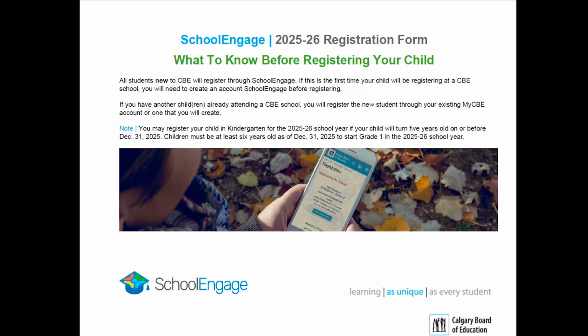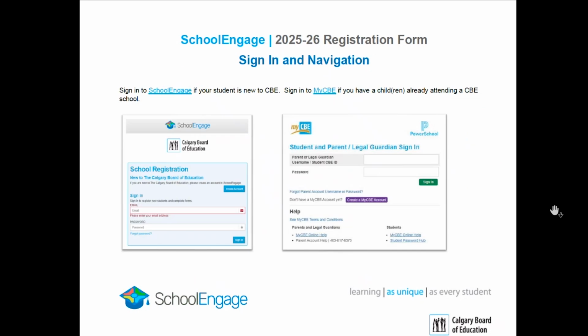Note, you may register your child in kindergarten for the 2025-26 school year if your child will turn 5 years old on or before December 31st, 2025. Children must be at least 6 years old as of December 31st, 2025 to start grade 1 in the 2025-26 school year.